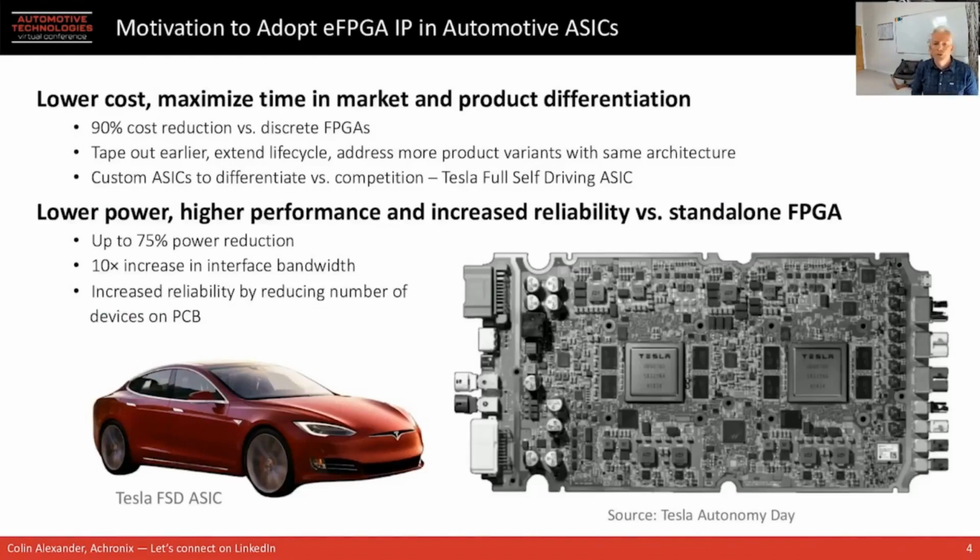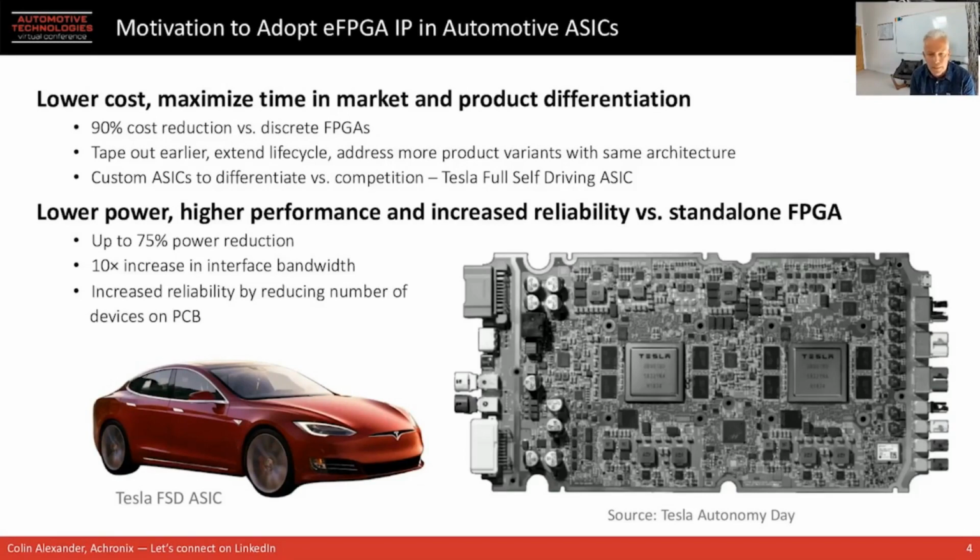So, motivation to adopt eFPGA IP in automotive ASICs. Over the past several years, there's been a desire for automotive manufacturers to develop custom chips to differentiate, particularly in their ADAS offerings. Tesla, for example, has taken this approach and developed their own full self-driving ASIC called the FSD ASIC. An image of the resultant board utilizing the FSD device is shown on the slide. This approach has allowed them to significantly differentiate their solution by creating an ASIC which has all the right amount of processing capability needed. However, this balancing process of designing their own SoC is challenging.